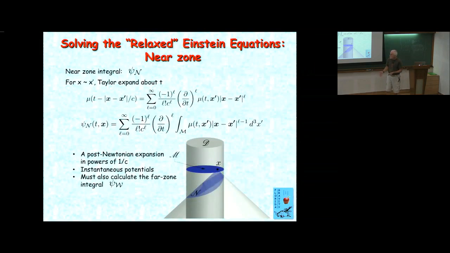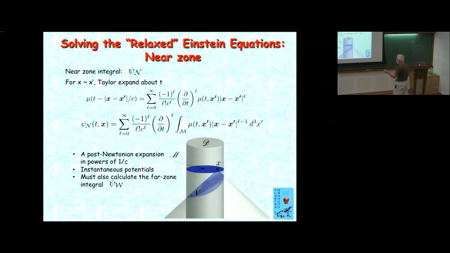But it's just a Taylor series, so you can see how this works. The source is equal to that, and if we do a Taylor expansion about this, minus 1 over L, L factorial, there will be a C to the L coming from there. L time derivatives, because we only have to expand the time part. L time derivatives of the source evaluated at this instantaneous time times that x minus x prime to the Lth power. That's a very simple Taylor expansion.